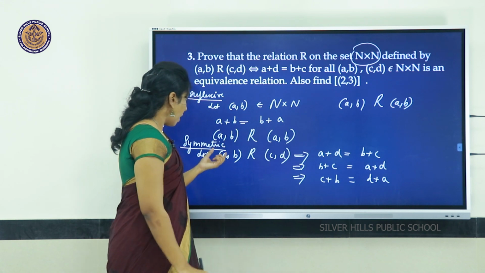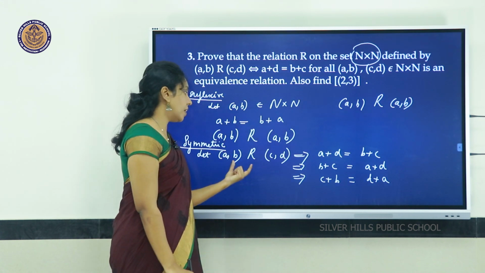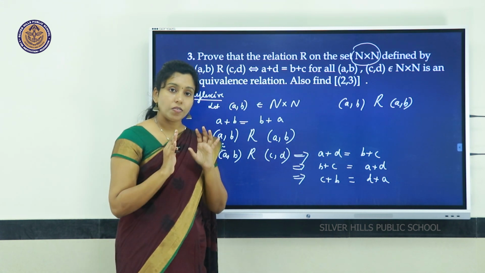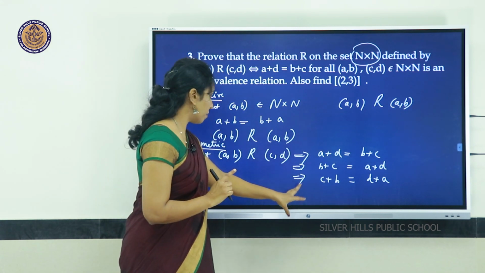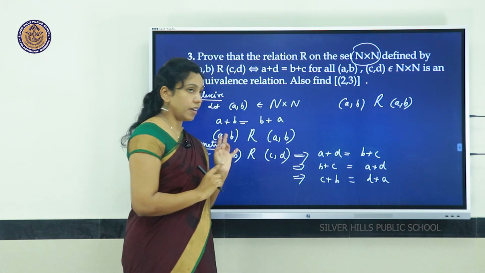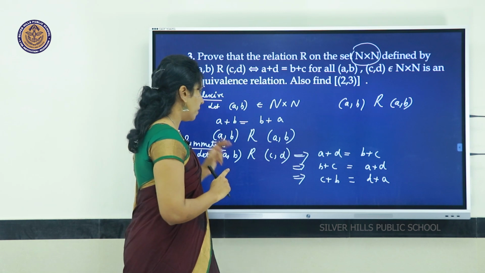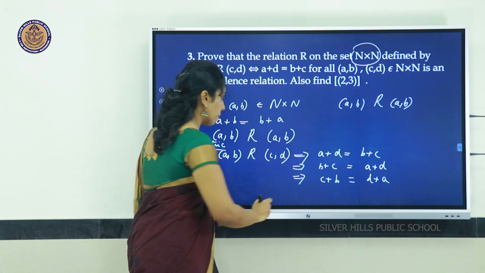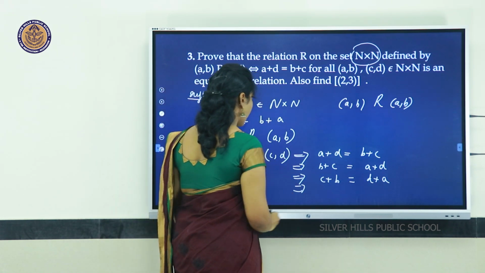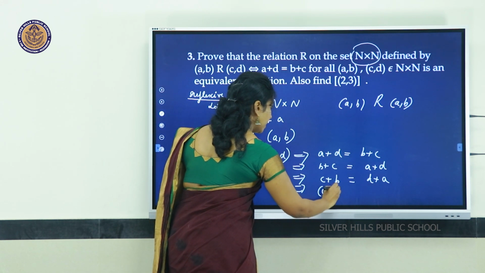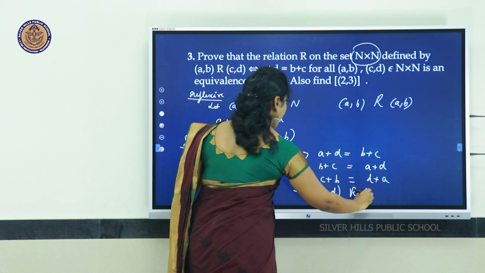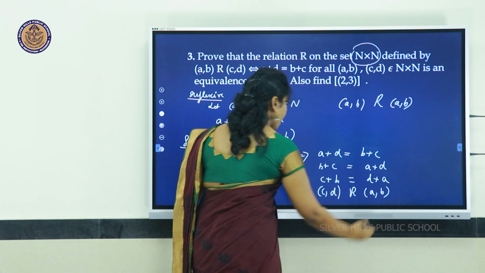So, I started with AB related to CD. If this relation is symmetric, finally I must get CD is related to AB. Now, let us check from this step, will I be able to write CD is related to AB. Let us check it.